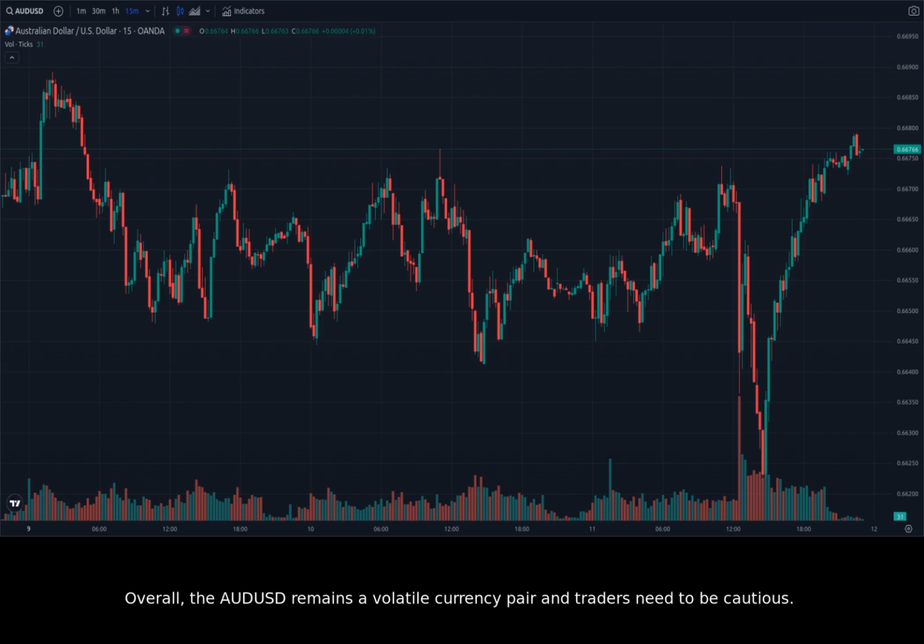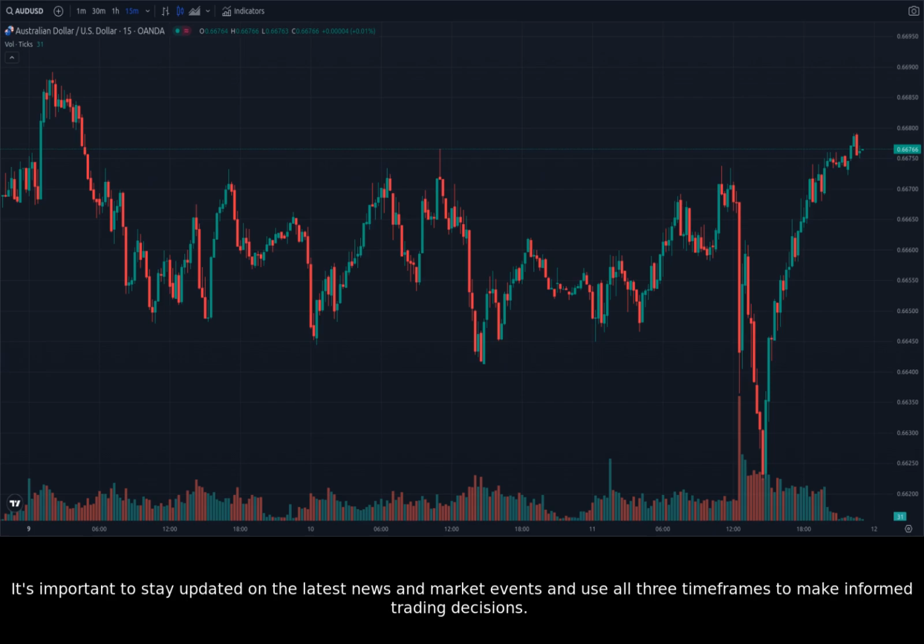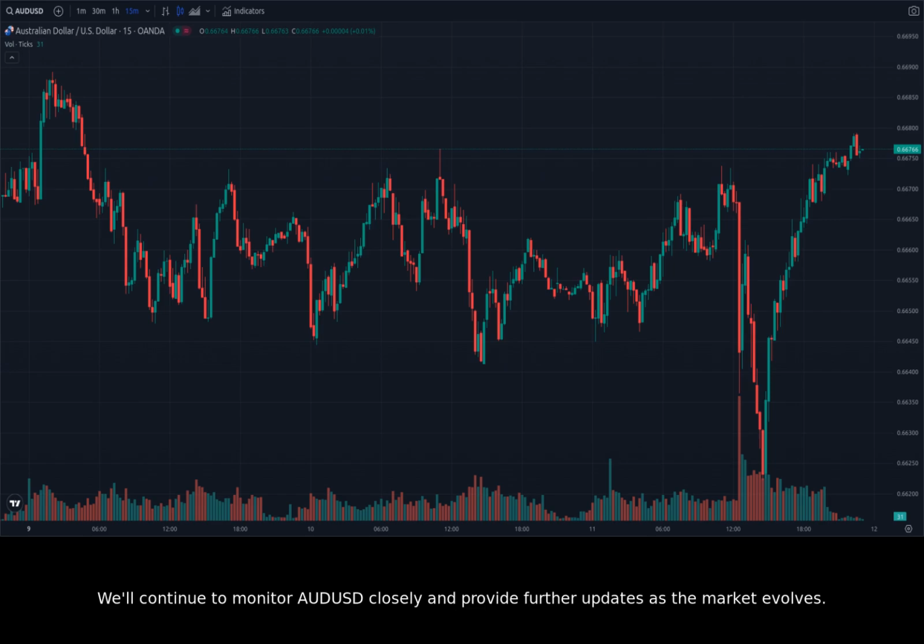Overall, the AUDUSD remains a volatile currency pair and traders need to be cautious. It's important to stay updated on the latest news and market events and use all three timeframes to make informed trading decisions. We'll continue to monitor AUDUSD closely and provide further updates as the market evolves.